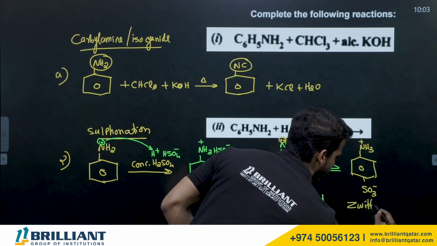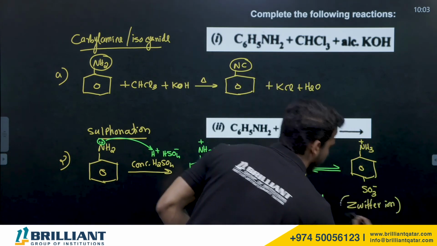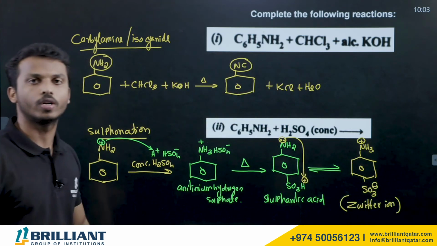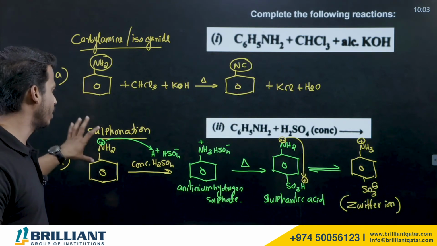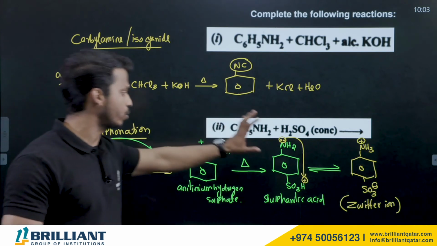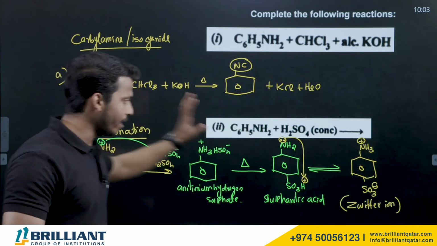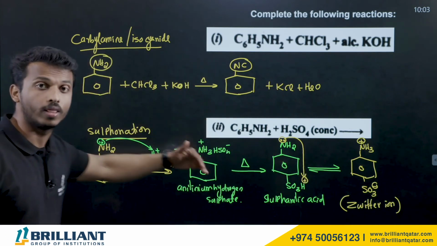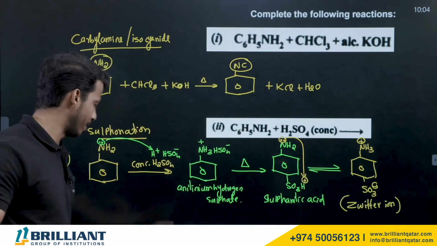This is the zwitter ionic form. What is the zwitter ion? The same compound having a positive and negative charge is called a zwitter ion. So during sulfonation, aniline can be converted into which one? Sulfanilic acid. Sulfanilic acid can exist as zwitter ionic form. You should end with the zwitter ionic form when you're writing for examination.